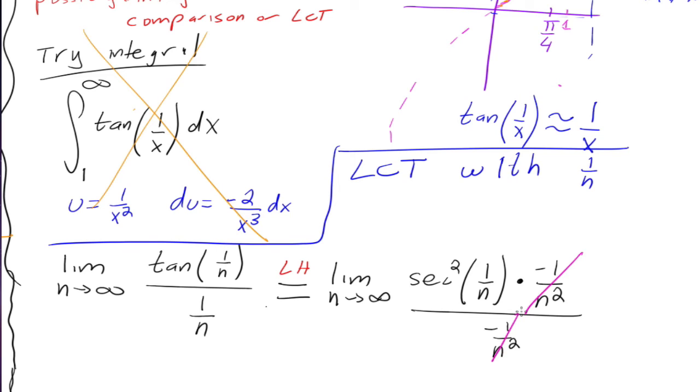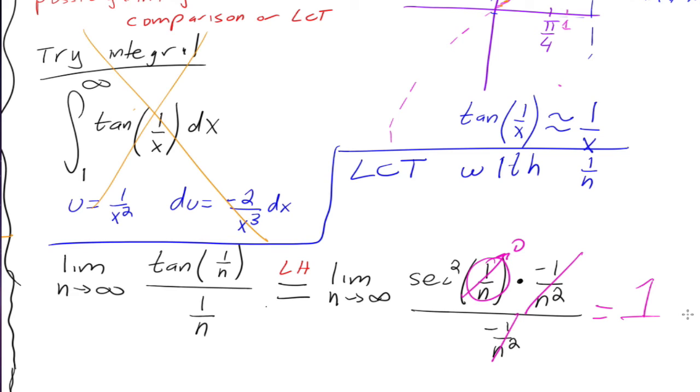What is secant? Secant is 1 over cosine, right? Okay. So I have 1 over cosine. The 1 over n is going to 0, so this is going towards 0. So 1 over cosine of 0 is 1, right? Cosine of 0 is 1. So 1 squared is 1. So this is equal to 1. What does that mean?